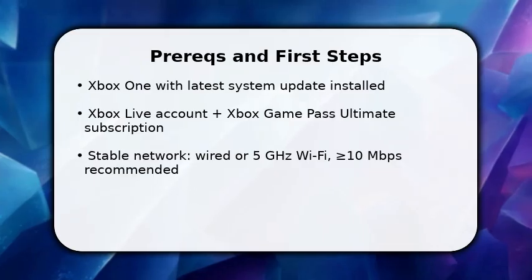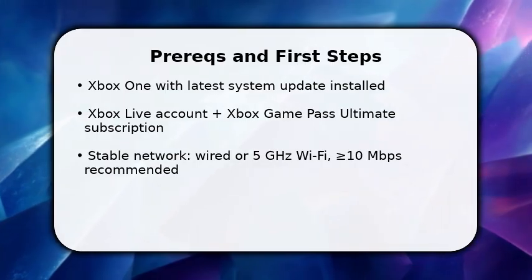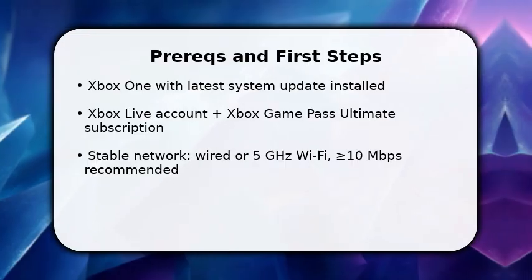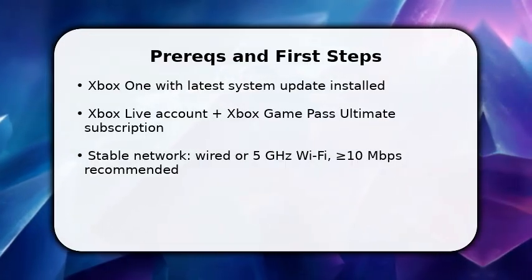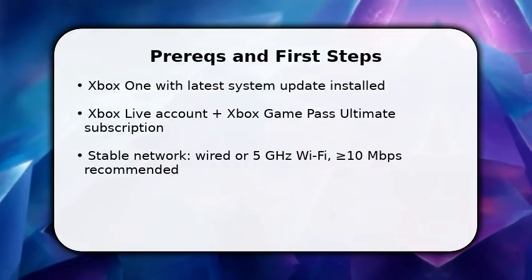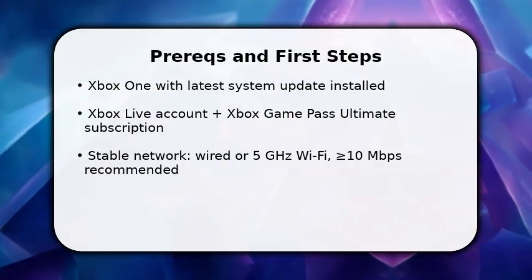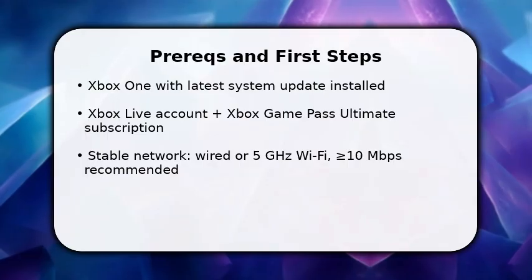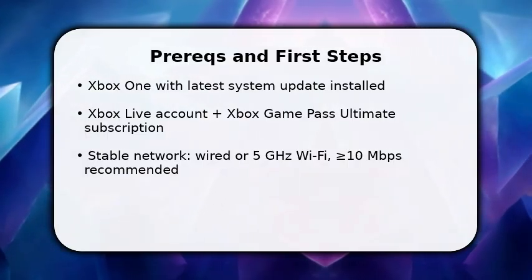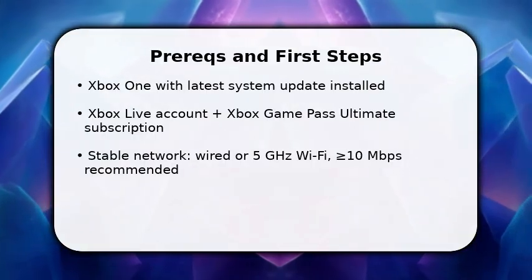Enjoy the video. You start by confirming prerequisites. You need an Xbox One updated to the latest firmware, an Xbox Live account, and Game Pass Ultimate for cloud access. Next, make sure your home network is fast and stable. Prefer wired or a 5 GHz Wi-Fi connection with at least 10 Mbps. Once done, sign into the Xbox with the account tied to your subscription and open the Store or Game Pass app so you can access cloud-enabled titles immediately.